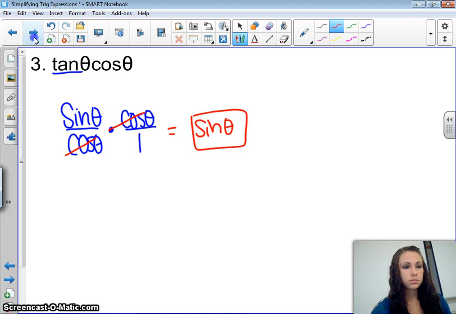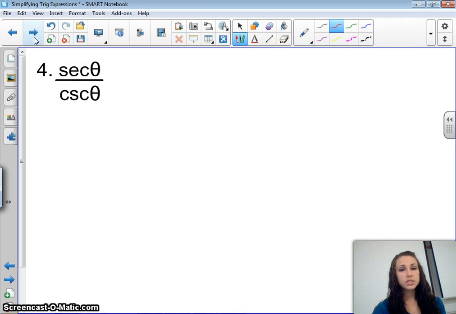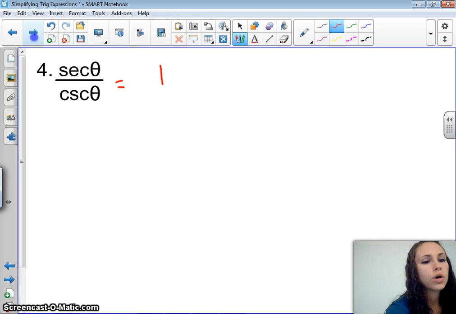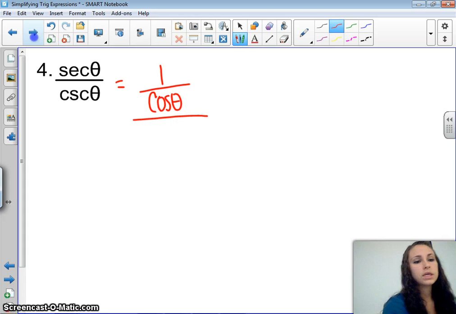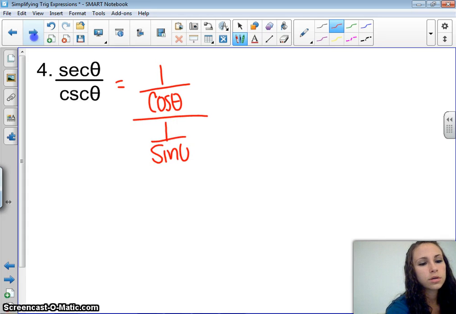Alright, let's look at number 4. Now, that looks pretty simple, but we said in our original list of things to do that you never want to leave a fraction, and so we've got a fraction, and I don't want to leave it. So, can't really get a common denominator because there's only one fraction. I can't factor out a GCF, I can't really backwards FOIL. Basically, the only thing left to do is write it in terms of sine and cosine, and so I'm going to do that. Secant is just 1 over cosine. Cosecant is just 1 over sine.